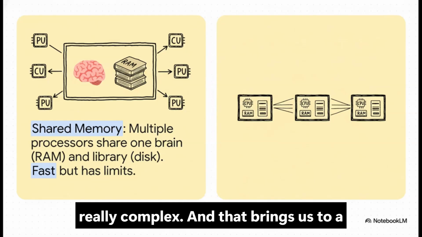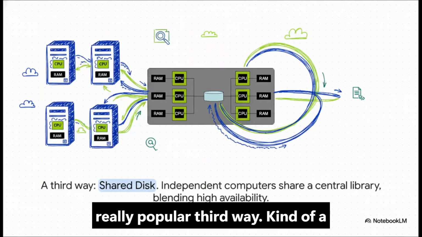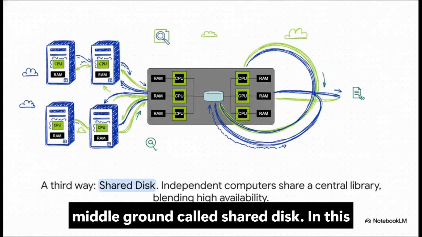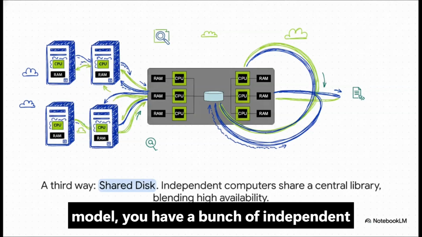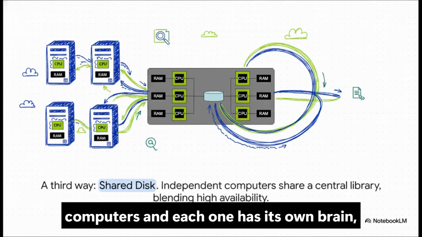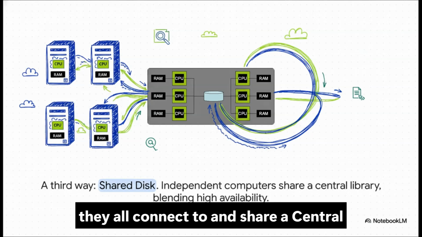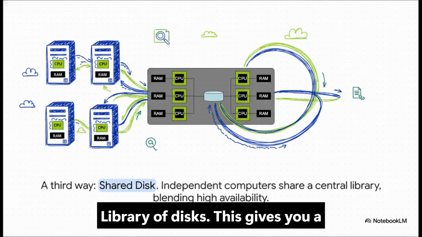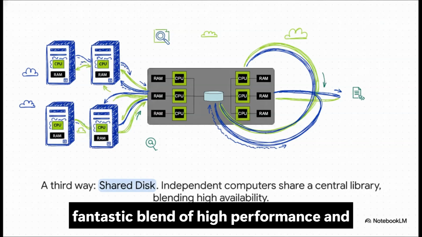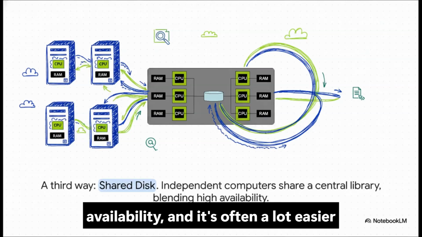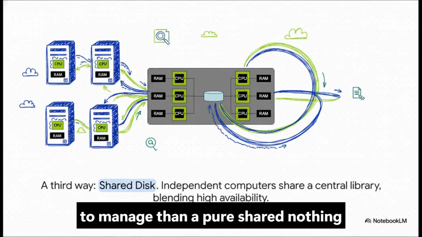And that brings us to a really popular third way, kind of a middle ground, called shared disk. In this model, you have a bunch of independent computers, and each one has its own brain, its own memory. But, and here's the key, they all connect to and share a central library of disks. This gives you a fantastic blend of high performance and availability, and it's often a lot easier to manage than a pure shared nothing system.